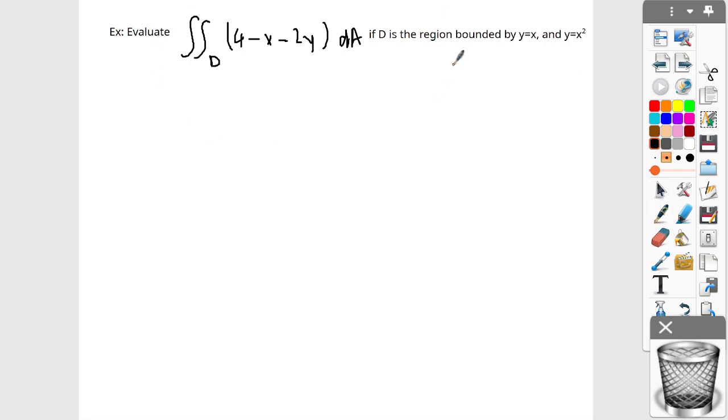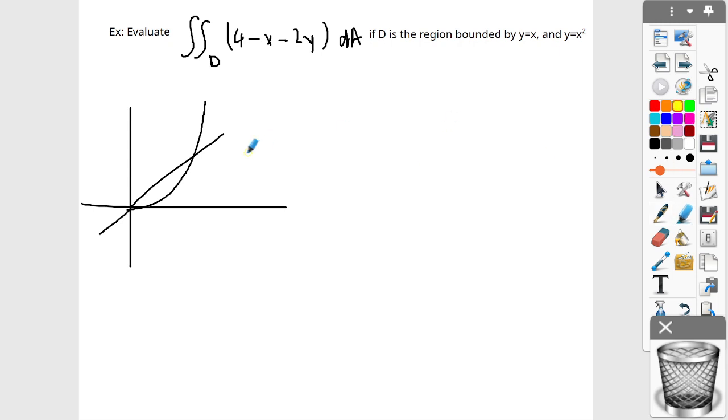Evaluate this if D is the region bounded by this. So this is the exact same region as the example that I gave you, which is this and then this, right? So it's a very simple region from here to here, and this might actually be a little bit annoying to evaluate, but we will see.